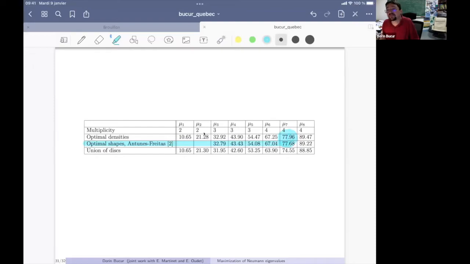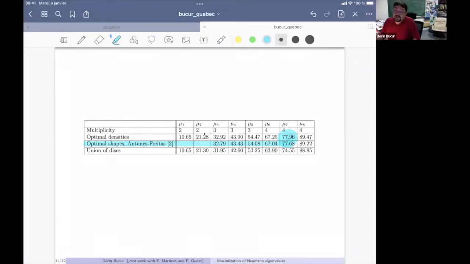So we cannot prove that an optimal density, just a density, can be approximated by domains. That's the big failure of what I'm saying. We are not able to solve this step. In a way, the relaxed problem is not just a limit of the classical problem. We don't know.